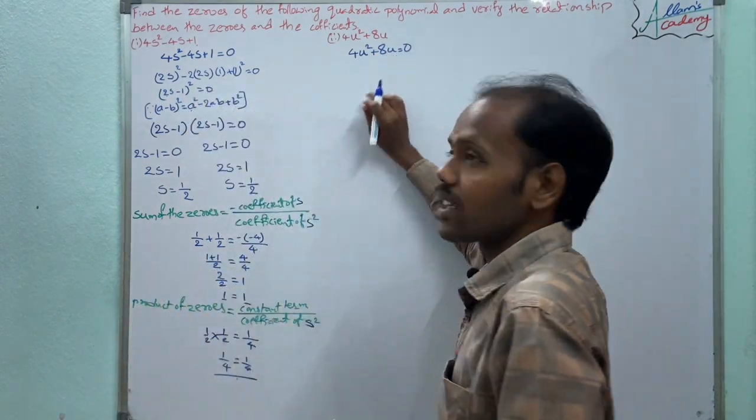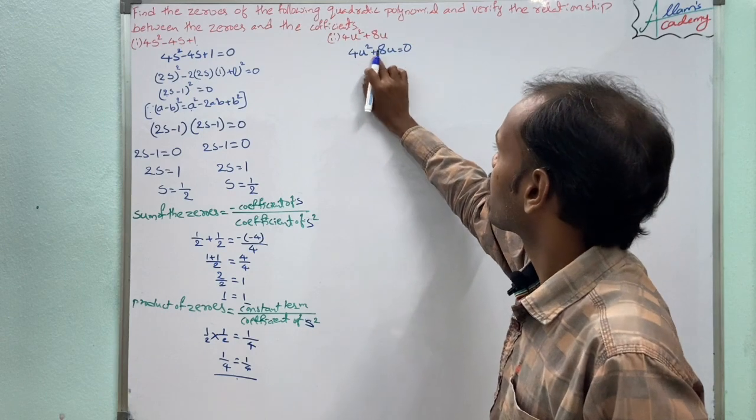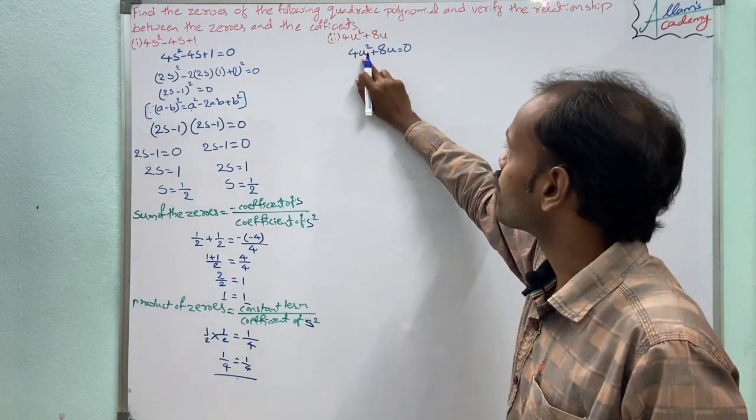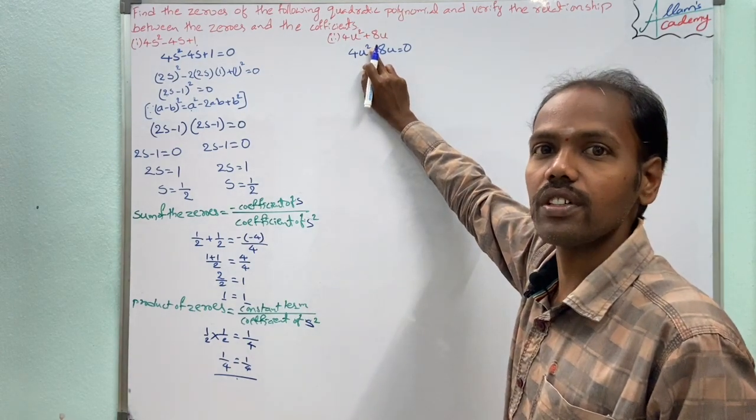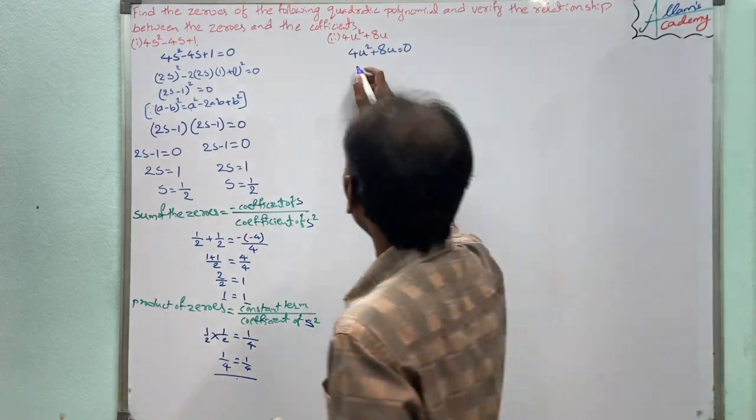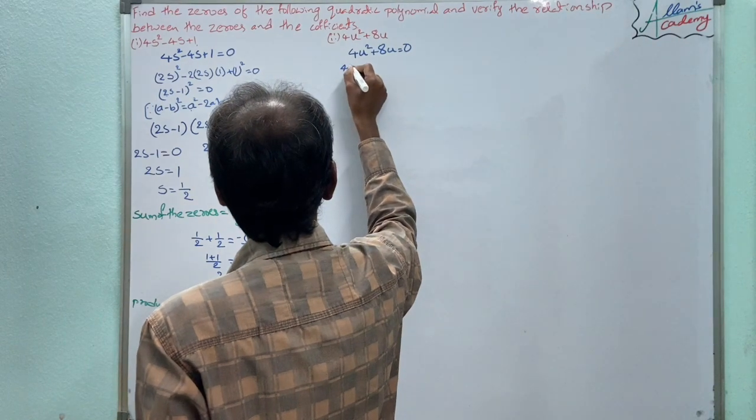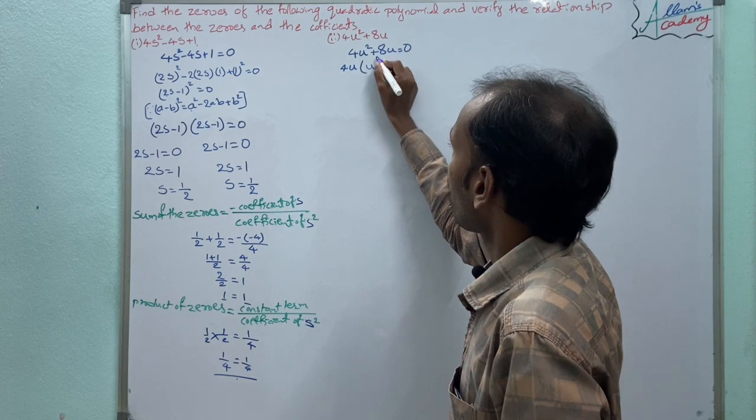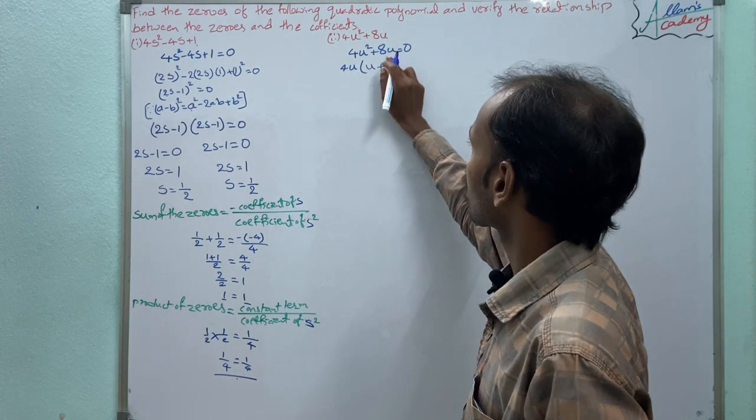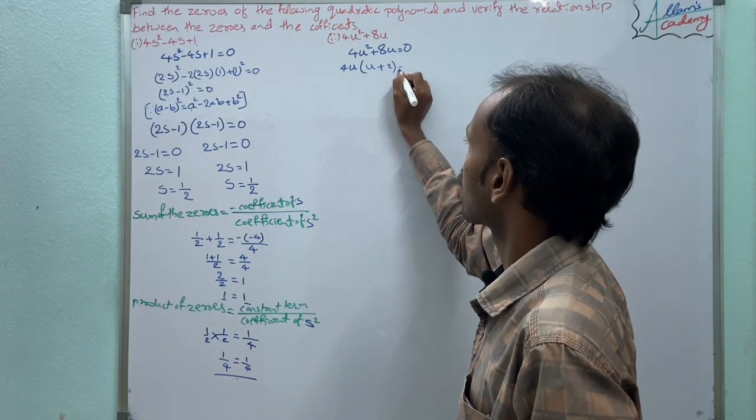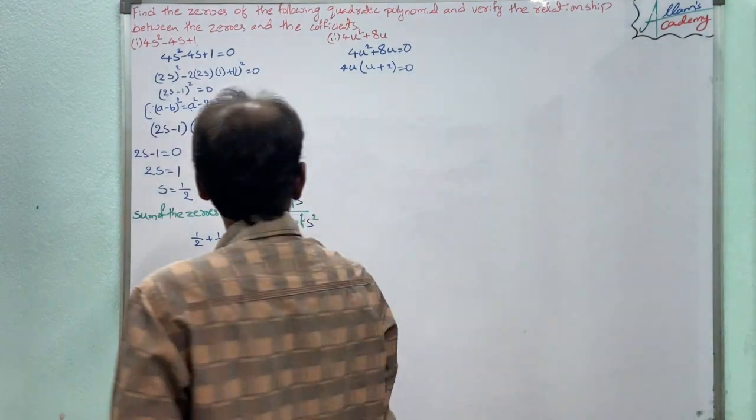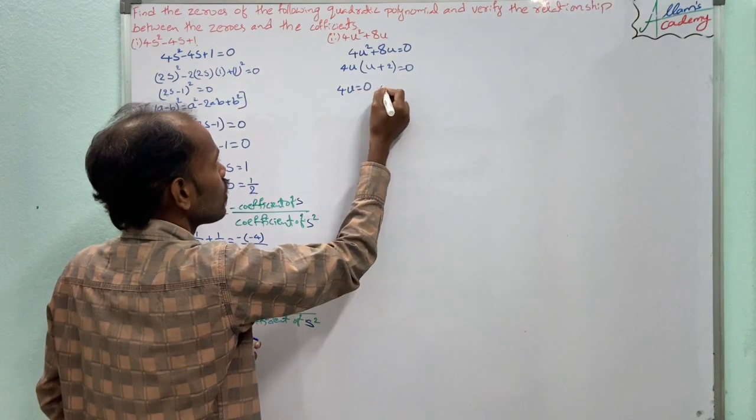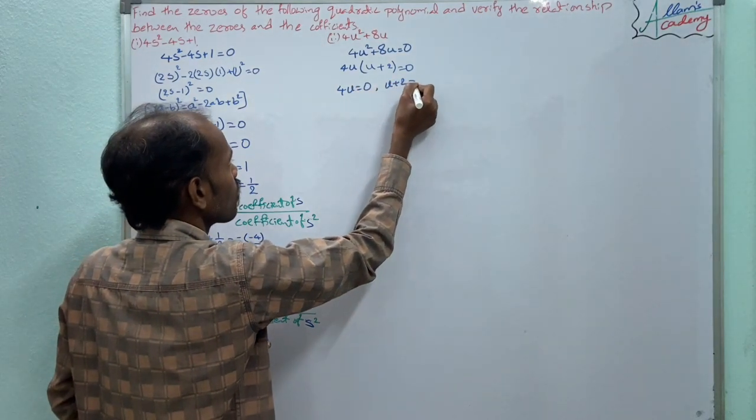Now here there is no constant term, and here 8u means it can be written as 4 into 2. u square means it can be written as u into u. So in this both 4u is common, so taking 4u common, here remains u and here plus 4 2 ja 8, so plus 2 equal to 0. So now we can take either 4u equal to 0, otherwise u plus 2 equal to 0.